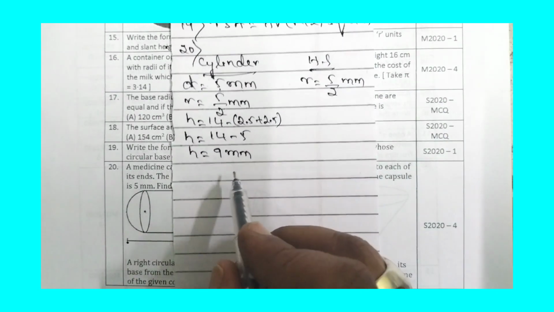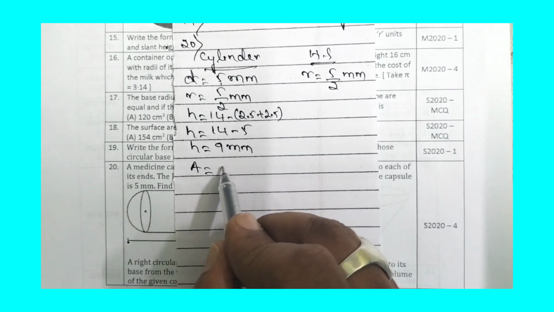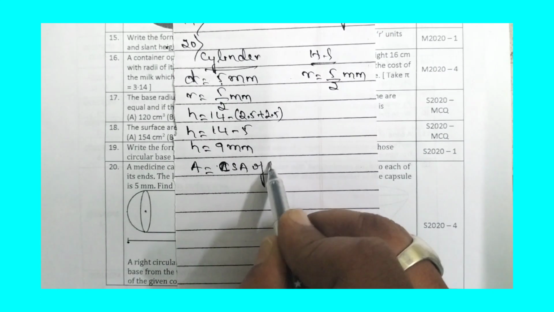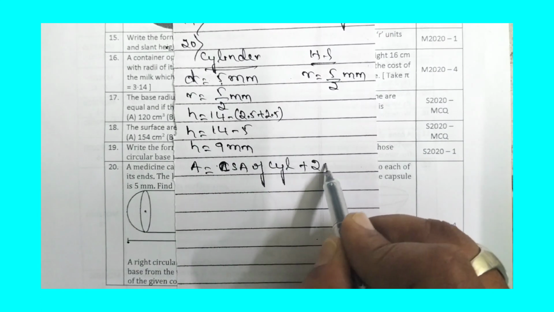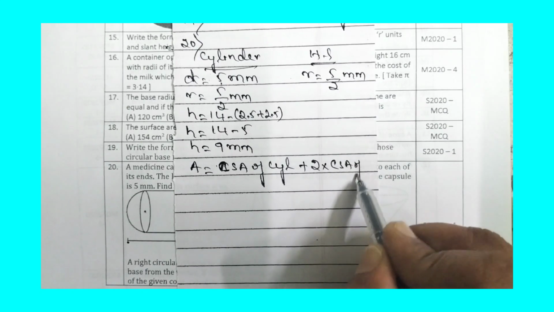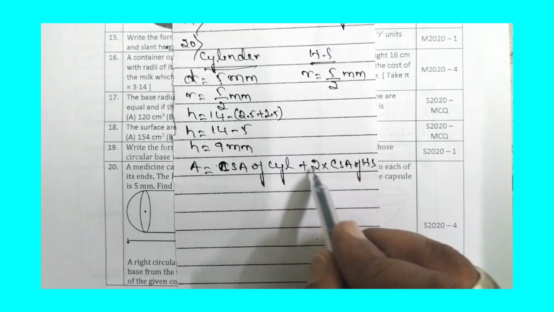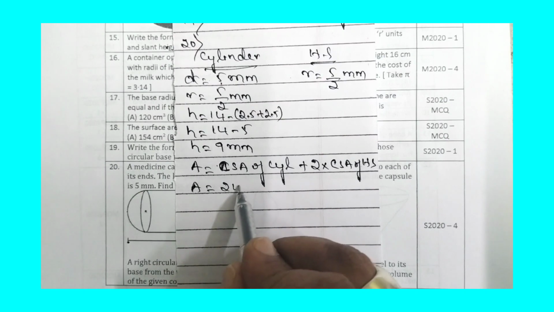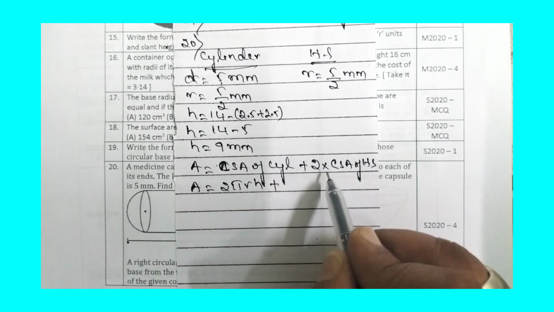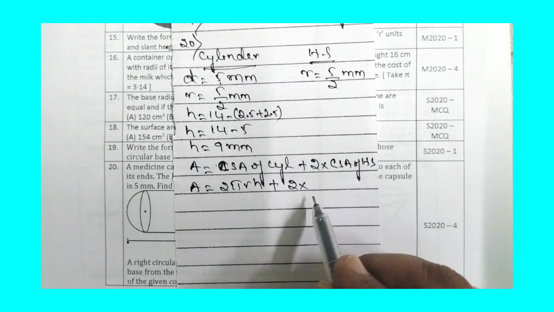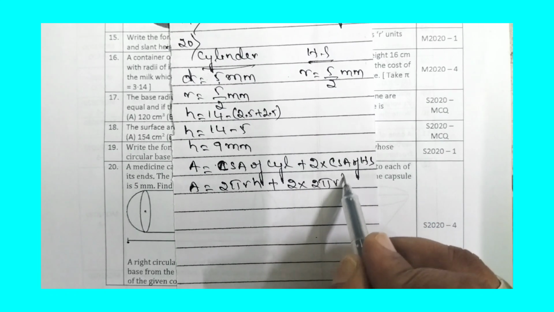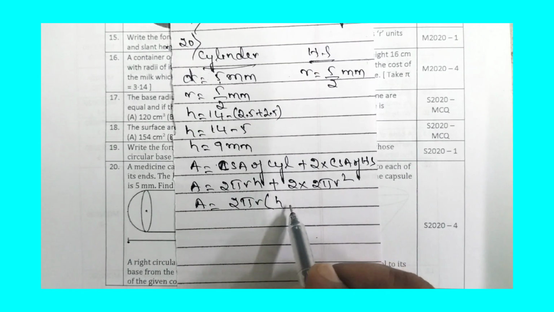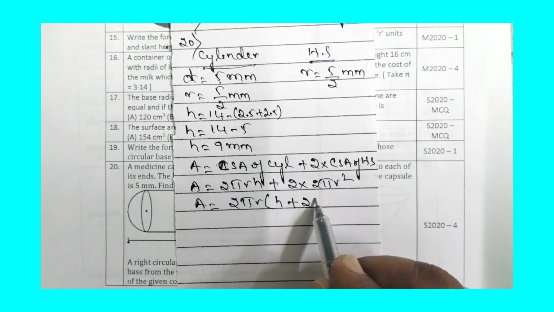Now let us find out the surface area. So to find the surface area, surface area is equal to CSA of cylinder plus 2 into CSA of hemisphere. So 2 hemispheres are there, therefore I have written 2 here. Area is equal to, what is the CSA of a cylinder? 2 pi r h plus 2 into the surface area of a hemisphere, 2 pi r square. So area is equal to, so 2 pi r is common, the remaining is h and the remaining is 2 r square.